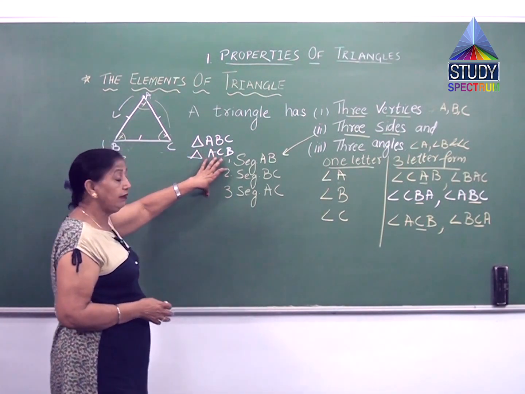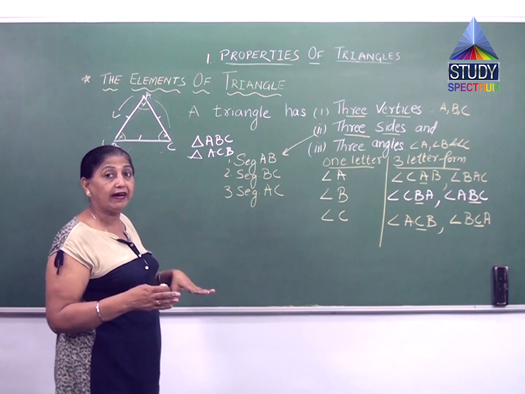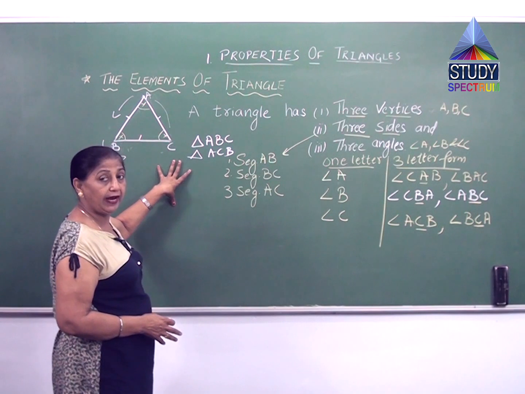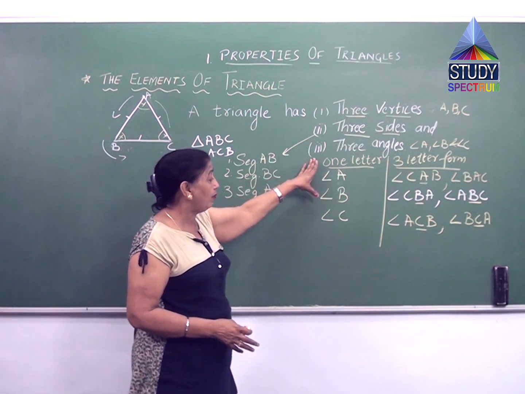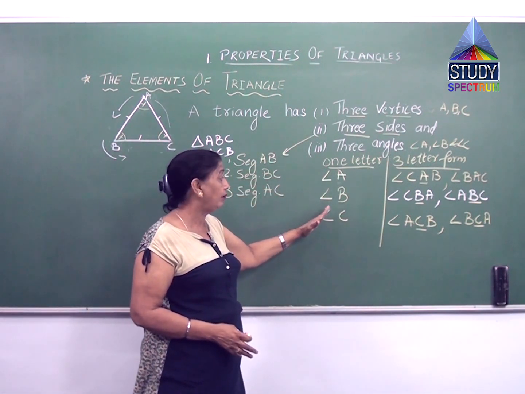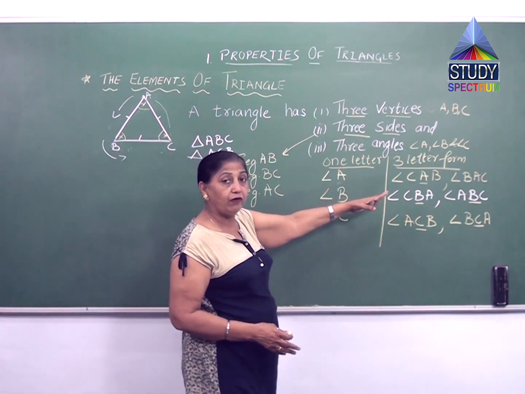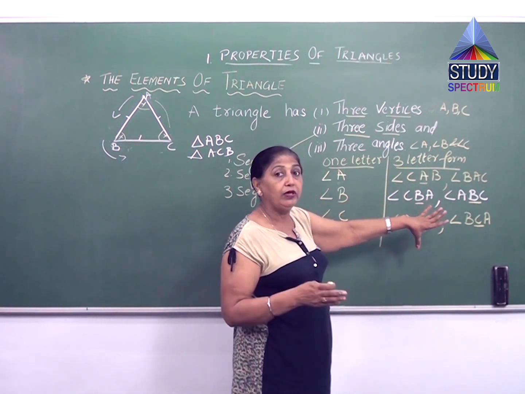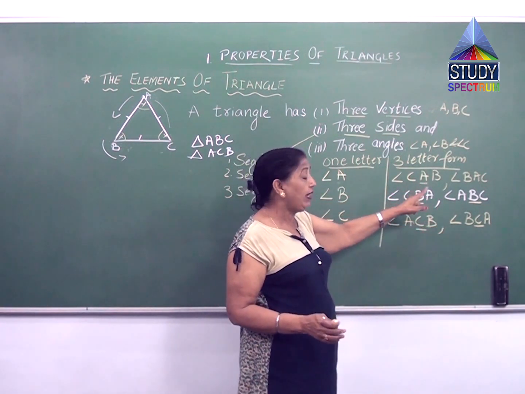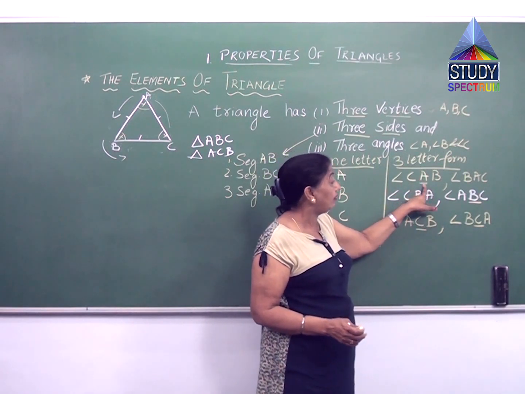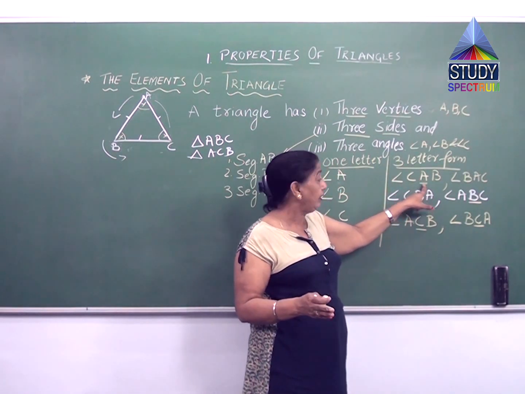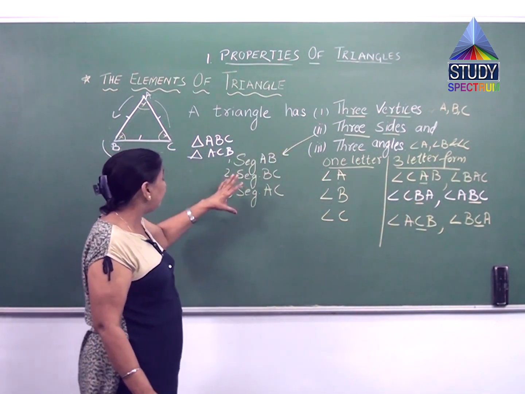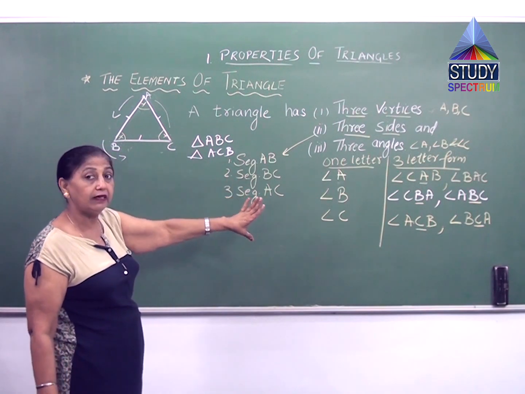So this is clear that a polygon with 3 sides and 3 angles is a triangle. A triangle has 3 sides, 3 angles. The angles in 1-letter form can be written this way: angle A, angle B, angle C. And in 3-letter form, there are 2 ways, clockwise and anti-clockwise. Both are correct. The only thing you have to remember is that whatever angle we are considering, that letter should come in the middle. Right?